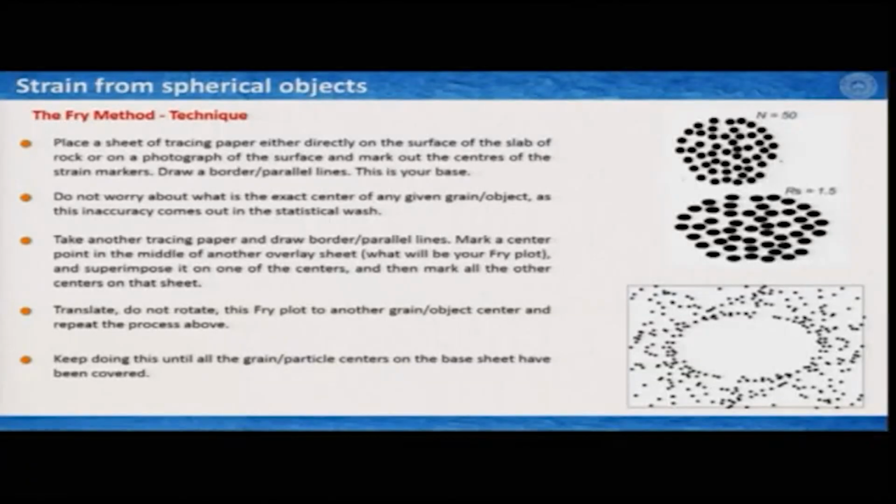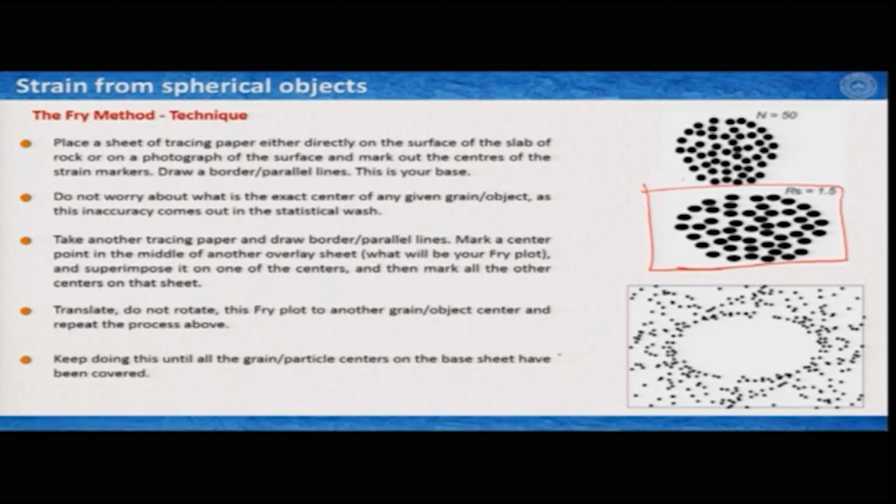In this case, what I have shown is that I have some circular objects here, and that got deformed to a strain of 1.5, and you will get this in your field or in your thin sections when you look at microscopes. So, it could be stretched grains, it could be some fossils or whatever. Now, the methods are described here.